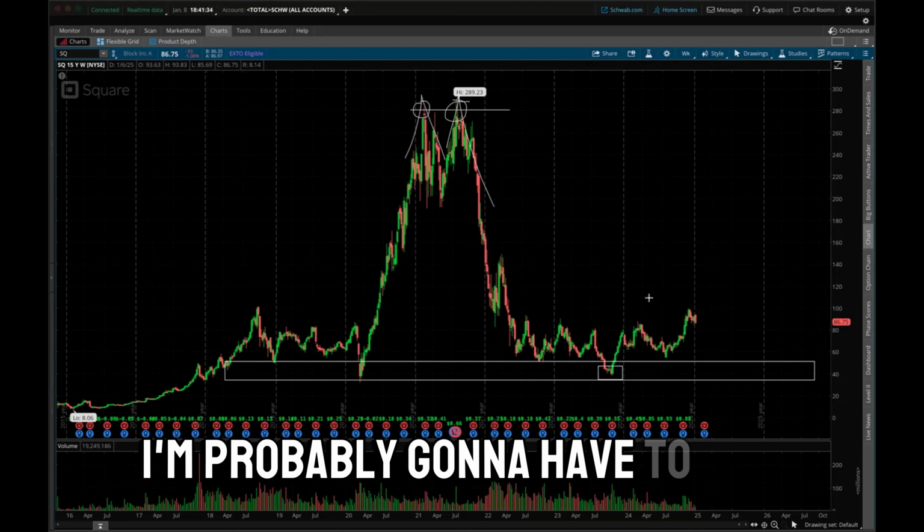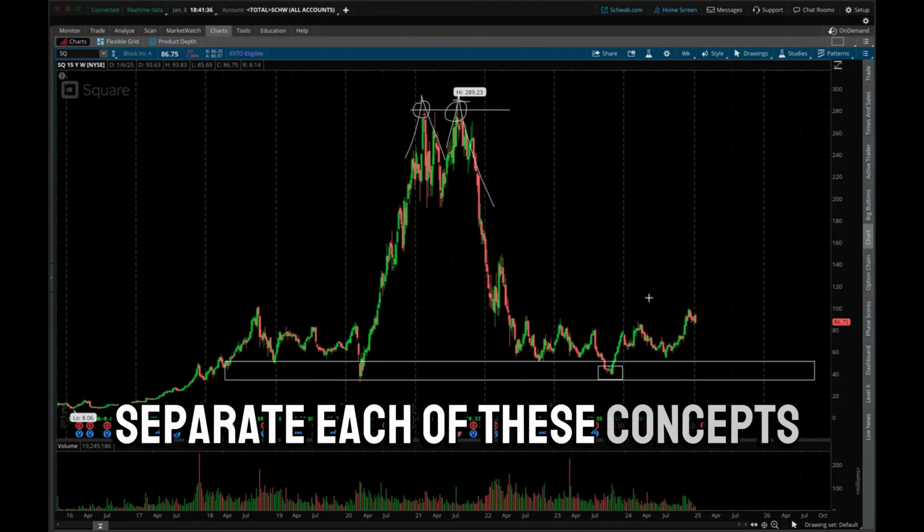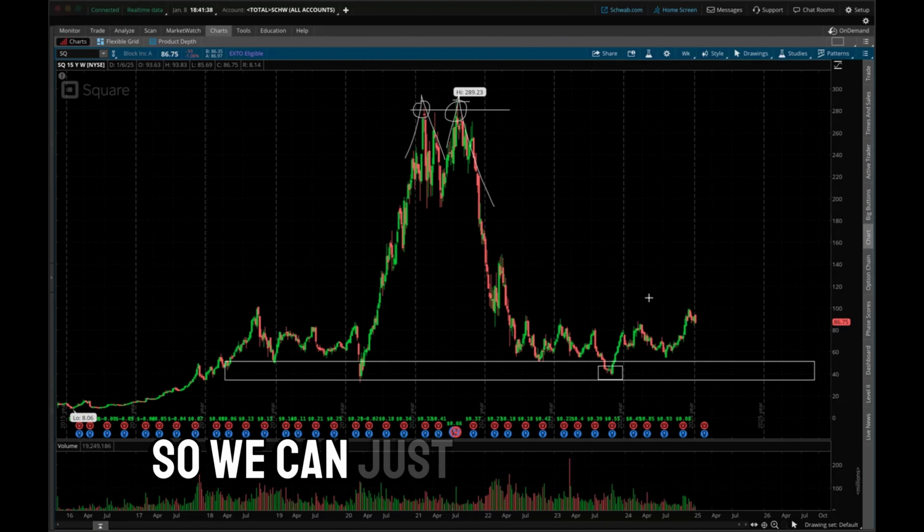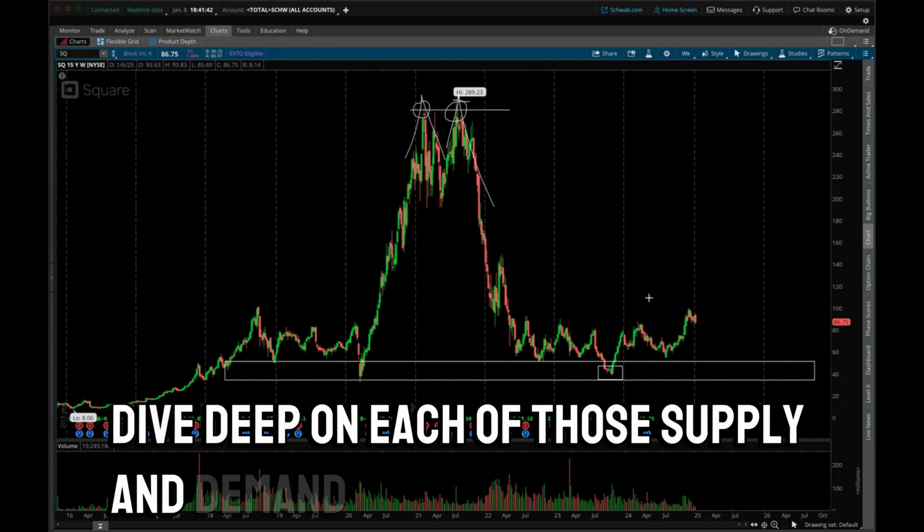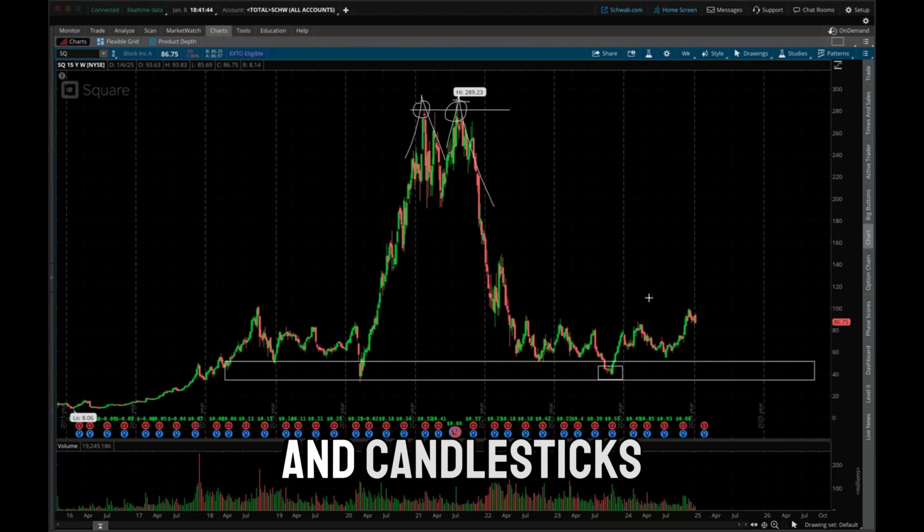I'm probably going to have to separate each of these concepts into separate classes so we can just focus on those. Dive deep on each of those: supply and demand, patterns, and candlesticks.